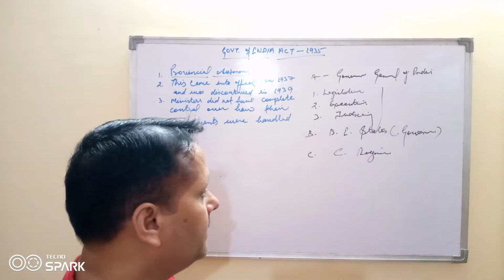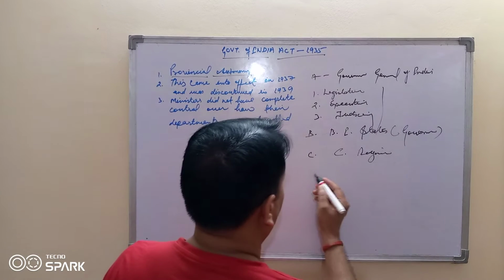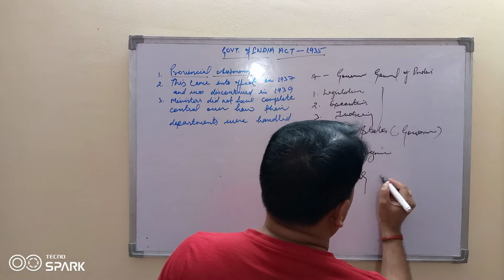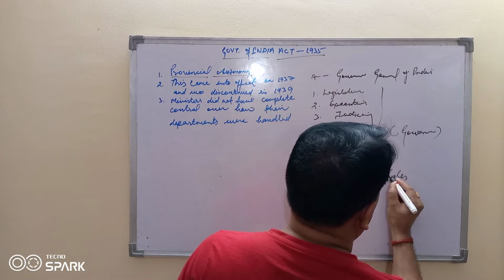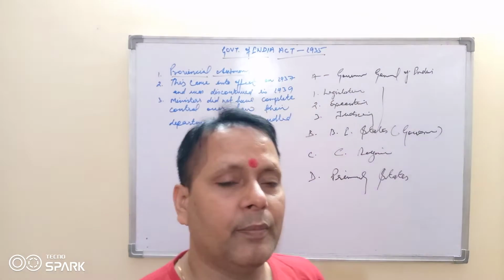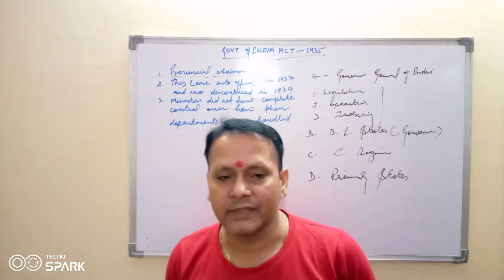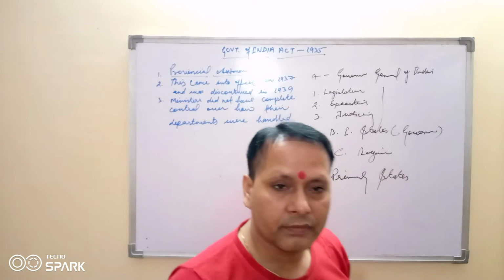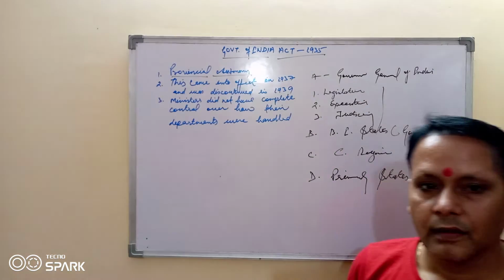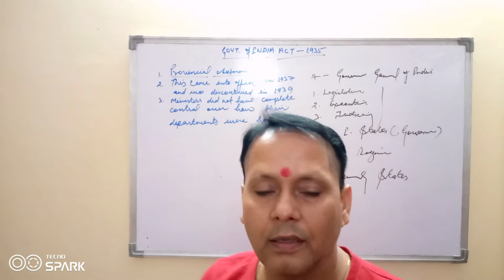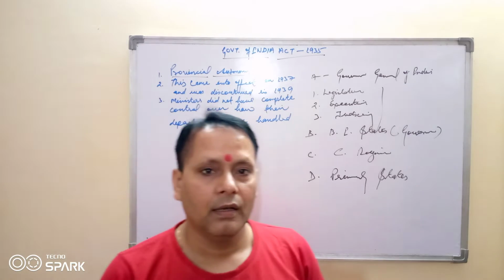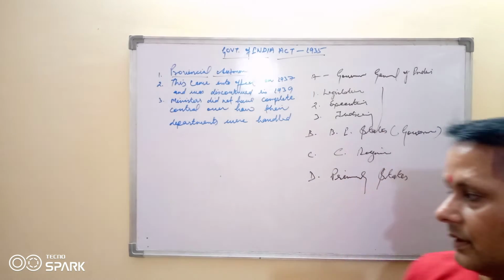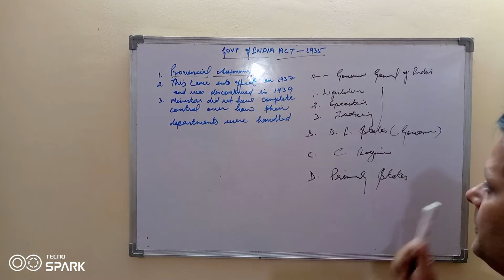And next one we can say princely states. Princely states. At that time there were about 562 Indian states which were sovereign powers. They could make any rule for their people, their citizens, and they could do each and everything for those people.